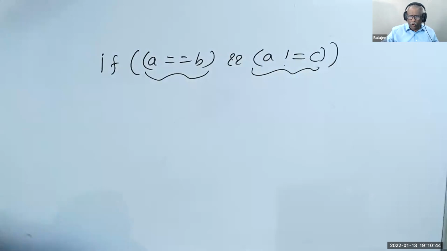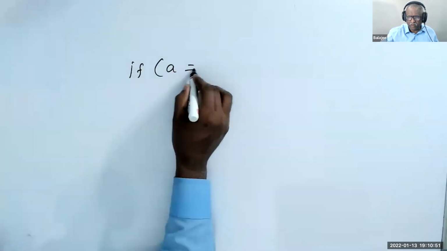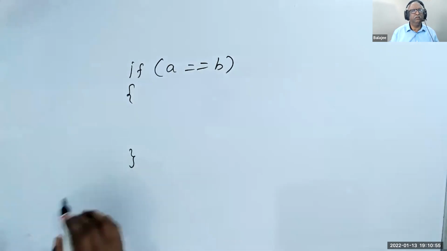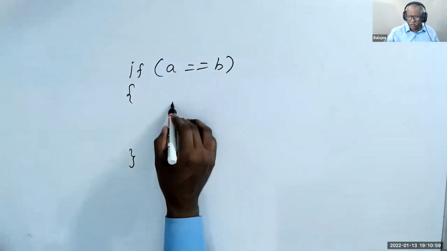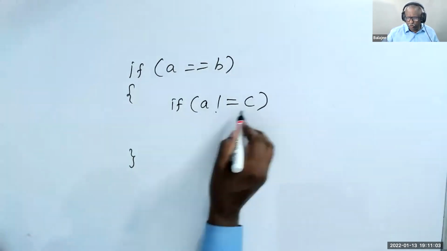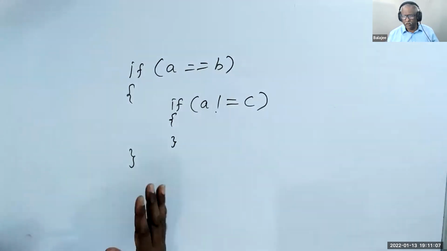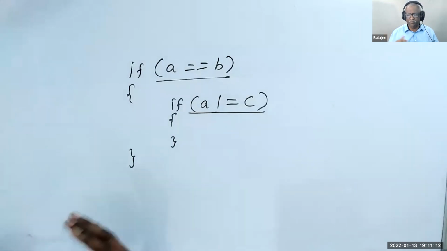But normally, in the initial days, I prefer to start writing code like this. Then come inside. Then you check if A is not equal to C. Make it two ifs. So you will understand how we write a program. This is the way we write the ifs.